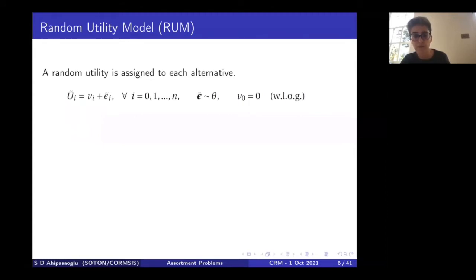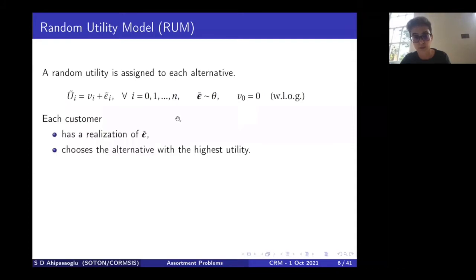It's very common to assume that v0 is equal to zero. And this is without loss of generality, because at the end of the day, when we are looking at the choice probability of one item, all we will care about is how much better it is compared to others. So in particular, if it is the best among them. So we only care about the differences of the utilities. Therefore, setting one of the deterministic components to zero doesn't affect the model.